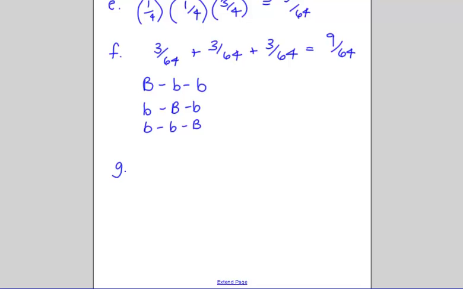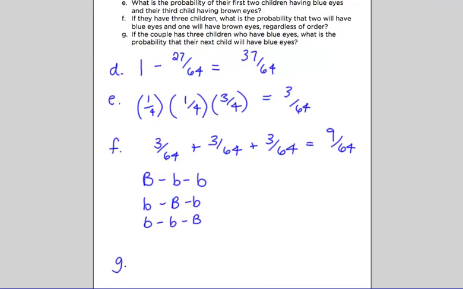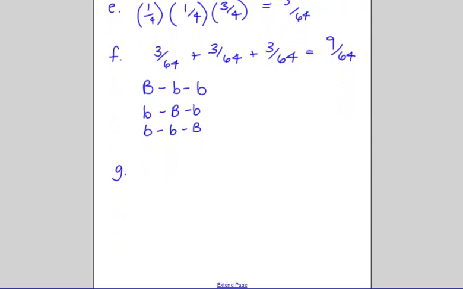So for this, it doesn't matter that the first 3 children they had had blue eyes. The probability of their next child having blue eyes is the probability of any child having blue eyes, which is just 1/4. And again, that's because it's a monohybrid cross, and the recessive phenotype has a 1/4 chance of occurring.